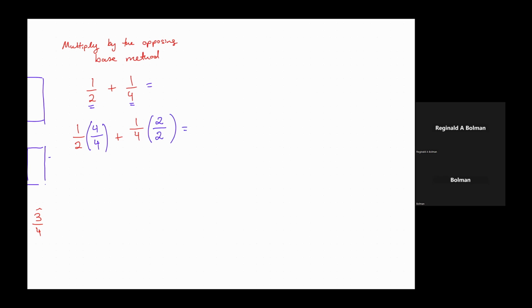Now, students, what you need to know is that there are many different ways of adding fractions that you might find on the internet. But the multiply by the opposing base method, if you just get into the habit of writing out this particular step, will always work. Is it more work? Yes. Will it always work? Yes, it will always work. Will it necessarily be the fastest way to get the answer? Obviously not.